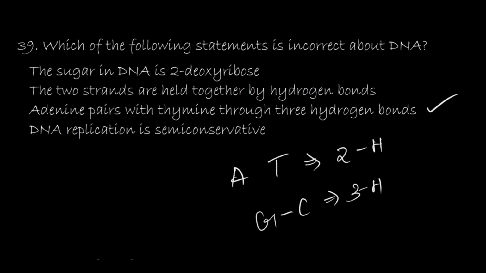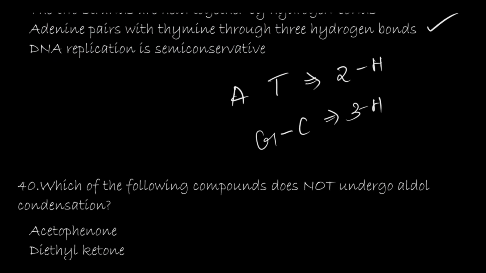And know about option D as well. DNA replication is semi-conservative, which means that one strand would be from our ancestor DNA and another strand is new. So that means it is semi-conservative.